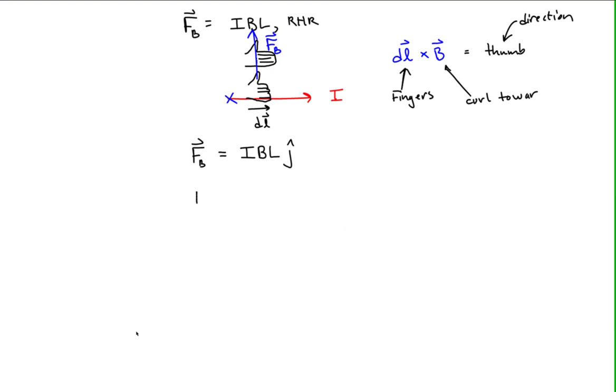So let's go ahead and plug in our values now. It is an 850 amp current. The magnetic field has a strength of 5.0 times 10 to the minus 5th teslas, and the length of the wire is 400 meters.